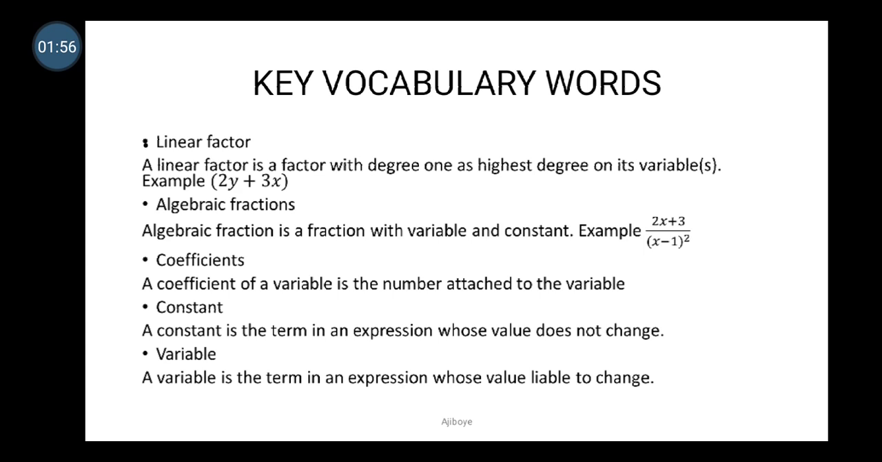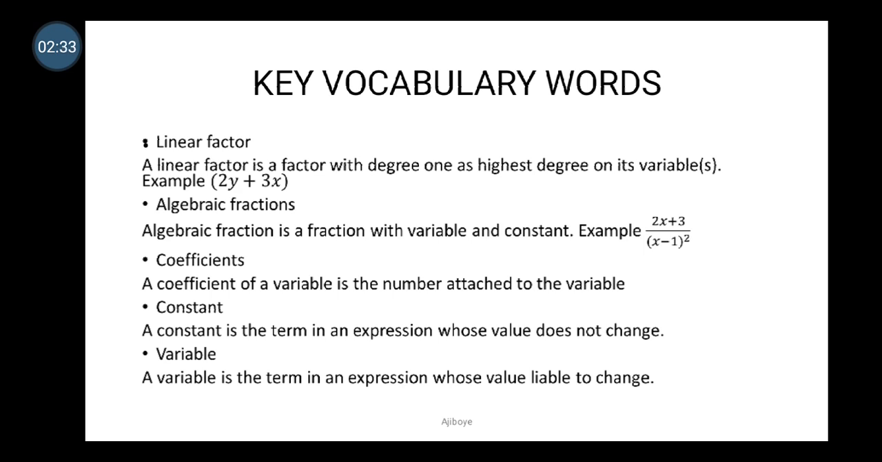Okay, algebraic fractions. An algebraic fraction is a fraction with a variable and a constant. For example, 2x plus 3 over x minus 1 raised to power 2. So this is an algebraic fraction simply because we have variable x and constant 3 in the numerator, and we also have variable x and constant minus 1 in the denominator. So that makes it an algebraic fraction.